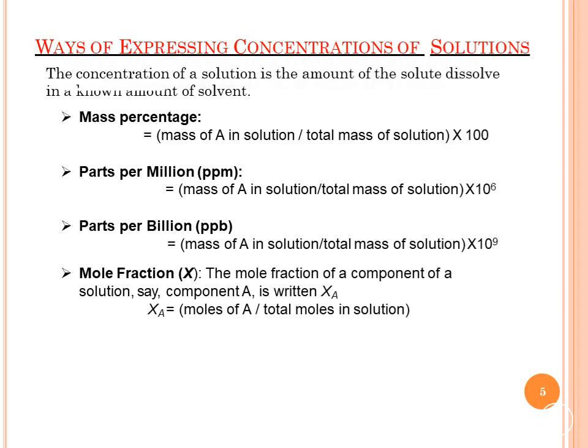is defined as the mass of a component in the solution divided by the total mass of the solution into 10 to the power 9. So this A is the amount of solute or component A. Mole fraction X: the mole fraction of a component of a solution, say component A, is written as XA is equal to moles of A by the total moles in the solution.